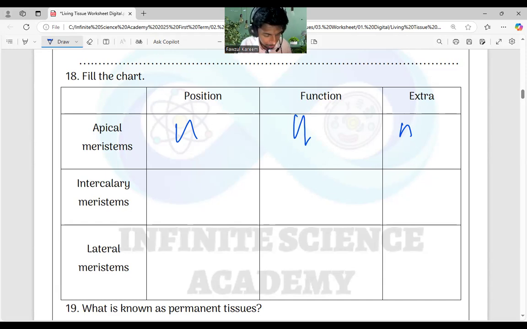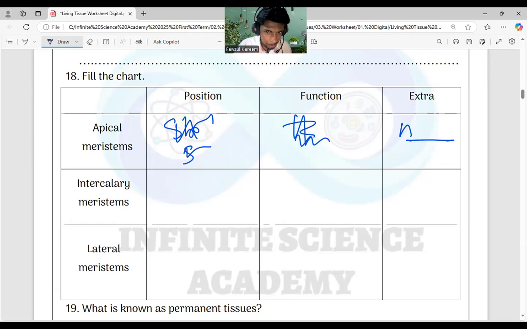Okay. Did you get the idea? Yes, sir. Just draw a chart and write all these things. Position, you know the positions. Apical meristems are present in the shoot apex and the root apex. And you know the function: increasing the plant height. There is no extra point. Okay?